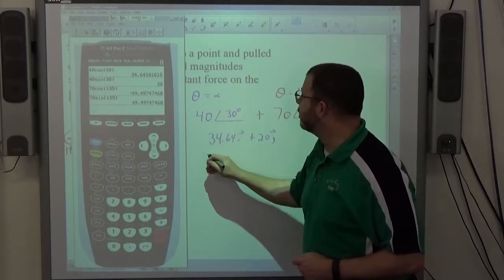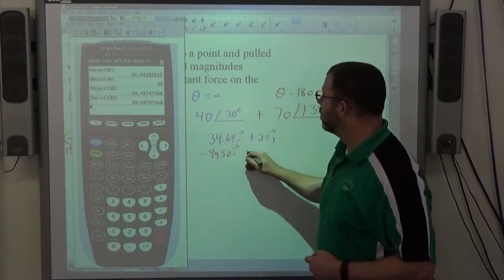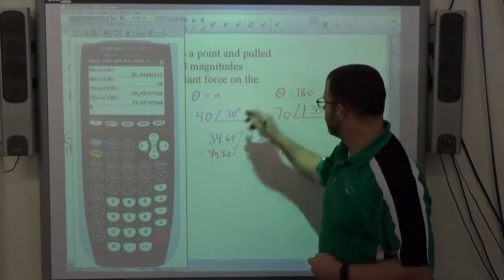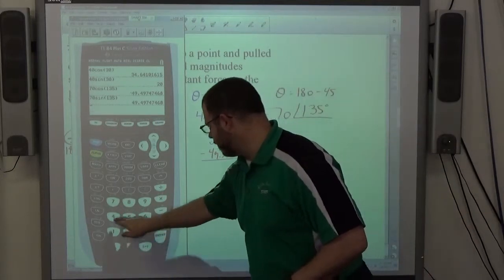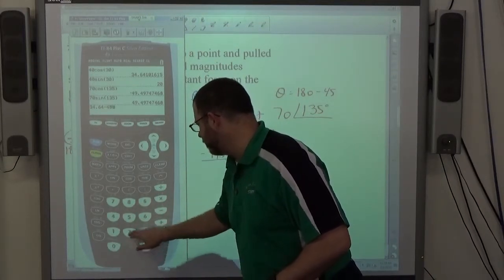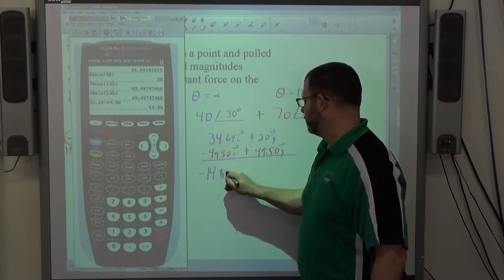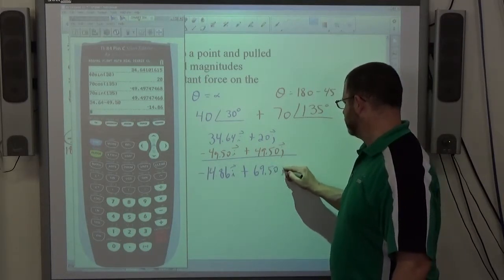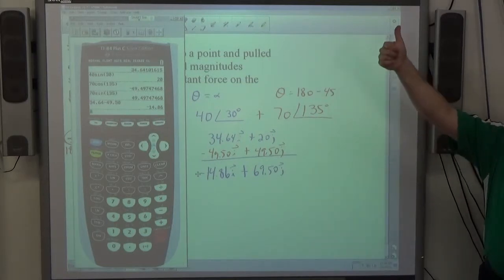Red vector, I get negative 49.50i plus 49.50j. These are opposite signs, so I subtract: 34.64 minus 49.50 comes out to negative 14.86. And these are the same sign, so I add, and I get 69.50. That tells me the resultant force is going to be 14.86 to the left and 69.50 up.